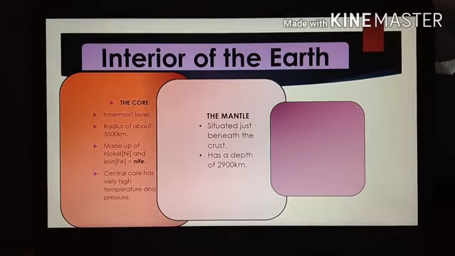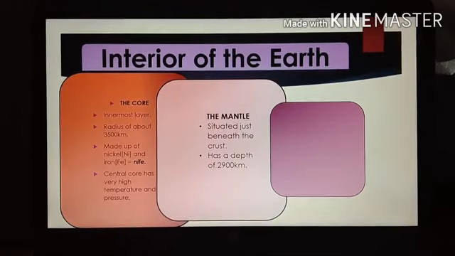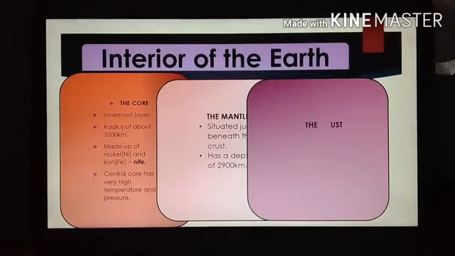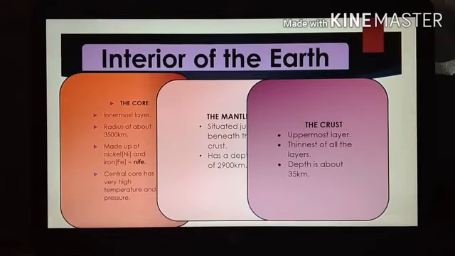The second layer is the mantle. The mantle is the layer just beneath the crust, and it has a depth of 2,900 kilometers. Now, the third, that is the uppermost layer. The uppermost layer is the crust, and it is the thinnest layer of all, with a depth of only 35 kilometers. In comparison, it is very small next to the mantle and the core.